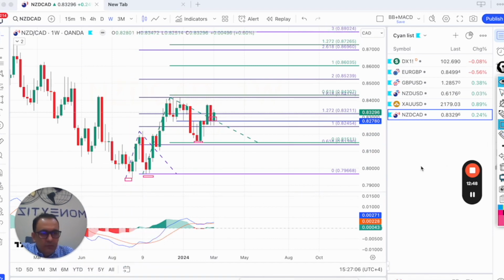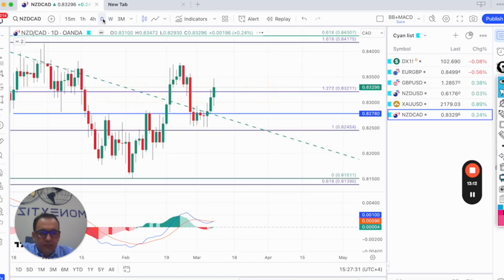So the first magnet zone is at 0.8430, followed by 200% of the first bullish cycle, that is 0.8523. So the upside target is between 0.8430 to 0.8523, and there are no signs against on the weekly chart. Now let's move to daily.